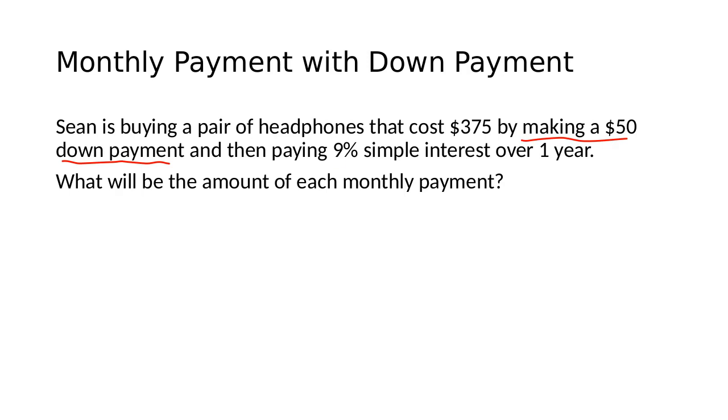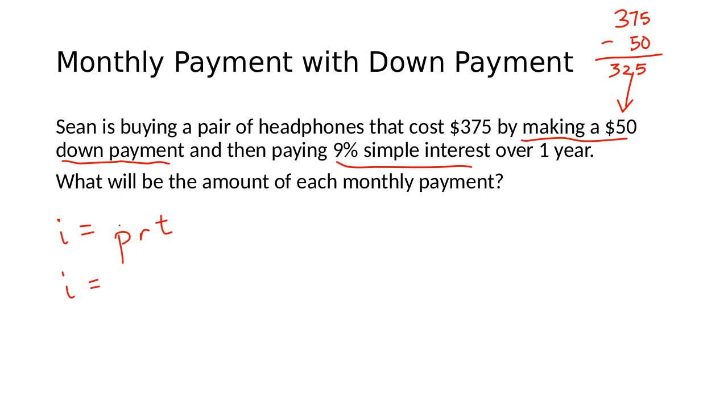John is still paying interest on this, and it's 9% simple interest. So we'll calculate the amount of interest he's going to pay, and we're going to use the simple interest formula, I equals PRT. And so the amount of interest here is going to be the principal. This is what the down payment changes. The down payment of $50 that he paid means he's not really financing $375 now. Instead, the $375 cost has been reduced by $50 because he paid that. So instead, he's only financing $325, not the entire purchase price.